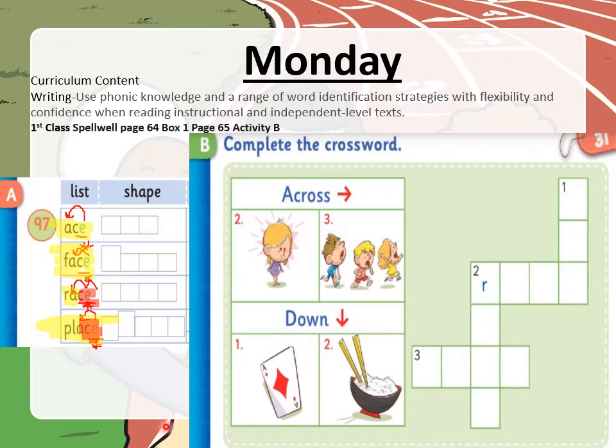Did you notice that all of your words had the hidden word ace in it? And place also has the word lace, as in tie your shoelace. When you have your new spellings practiced, move on to page 65, activity B. You have to complete the crossword, look at the pictures and figure out what they mean.